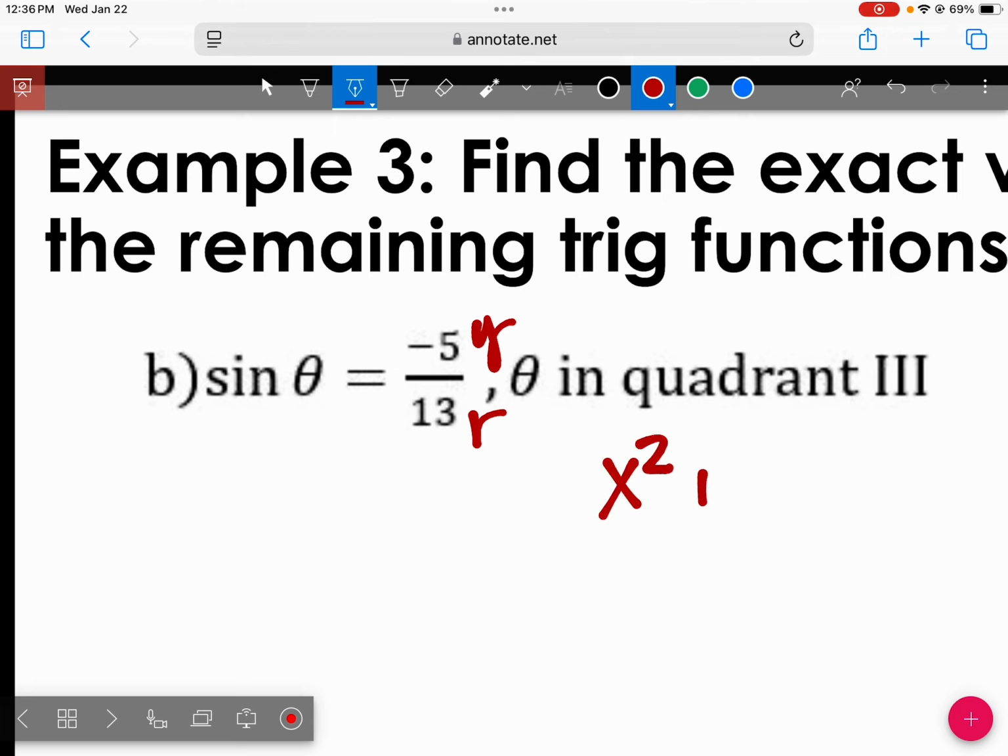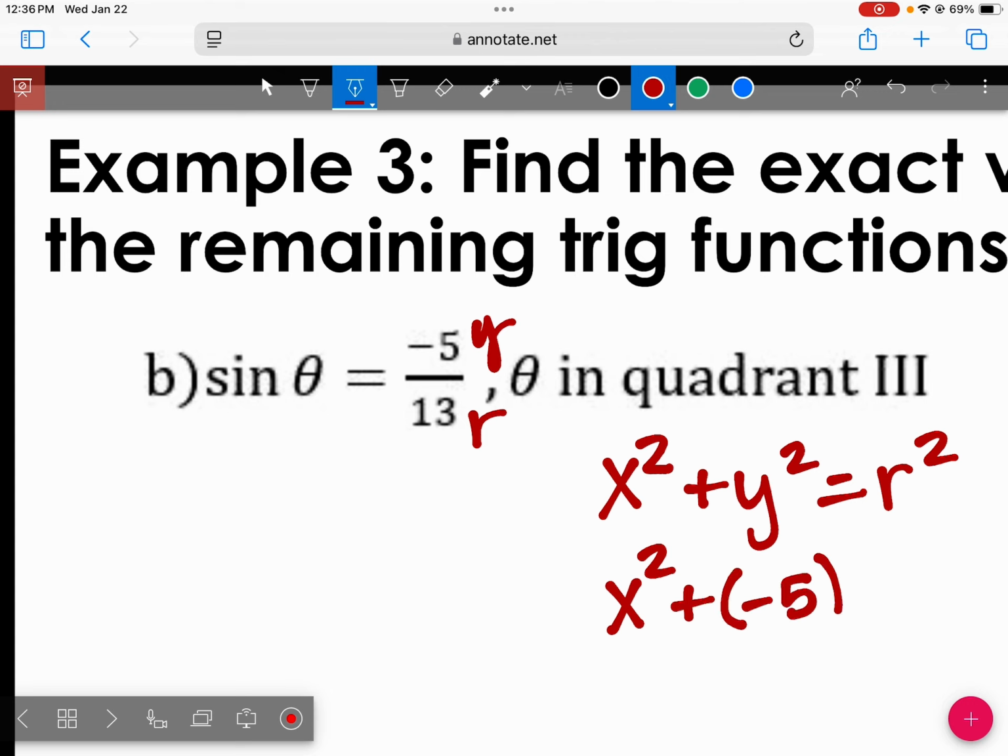So keeping in mind that it's always x squared plus y squared equals r squared, that means I have x squared plus negative 5 squared equals 13 squared. You don't get a calculator, but hopefully you know these perfect squares. You may already know the answer because this is a Pythagorean triple. Who remembers the Pythagorean triples from geometry? Okay, one person. If not, let's work through it. What is 5 squared? 25. Does anybody know what 13 squared is? 169, good.